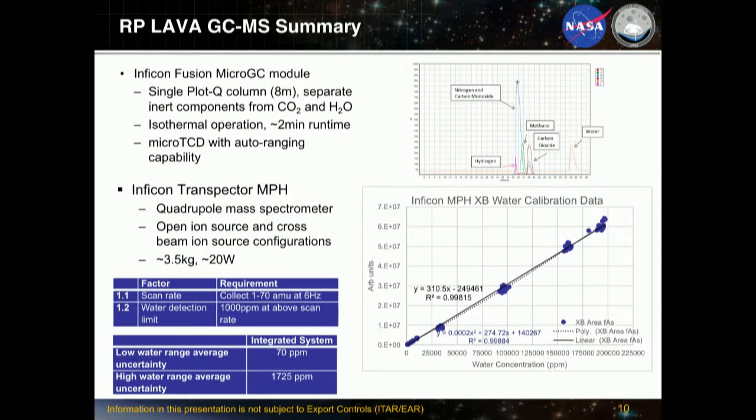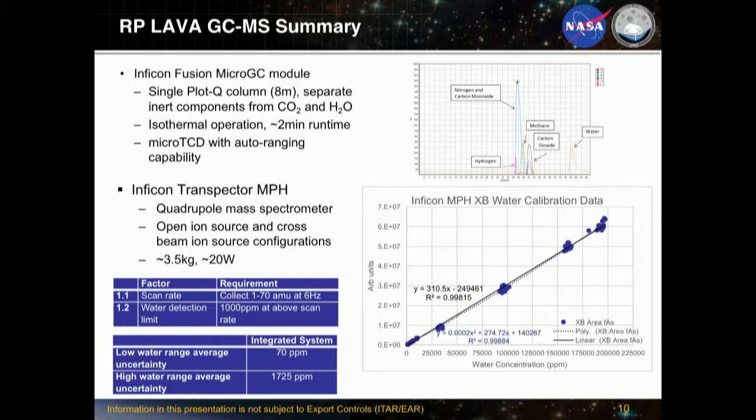For the instrumentation, we are a Class D mission. We are using the modified COTS approach. We have an Inficon Fusion Micro GC module. It's got a single plot Q column that separates the inert components from the CO2 and water. We have an isothermal operation. And again, because we're 6 to 14 days, although it would be great if I could take 2 hours for analysis, we've got about 2 or 3 minutes per sample. This is why we're doing modified COTS. We've looked at all the other missions and there was nothing that really fit our timeline and our needs.